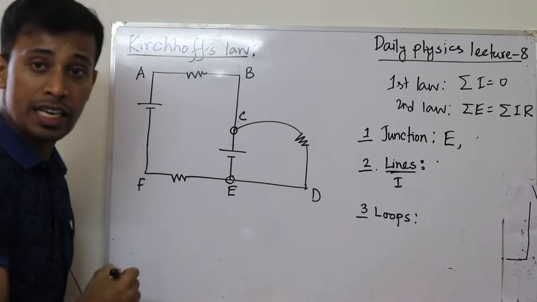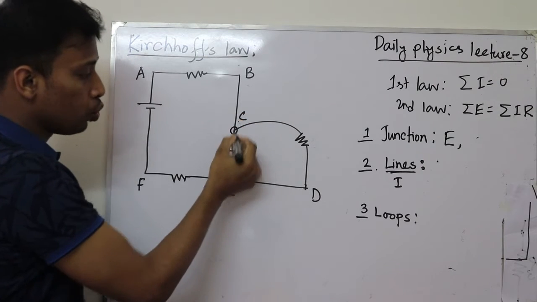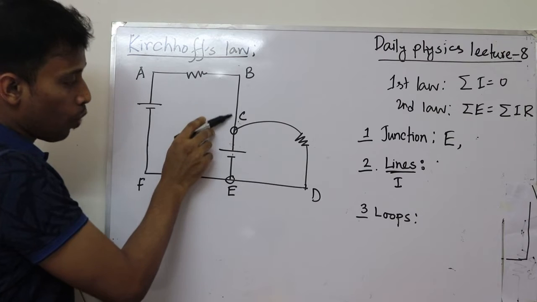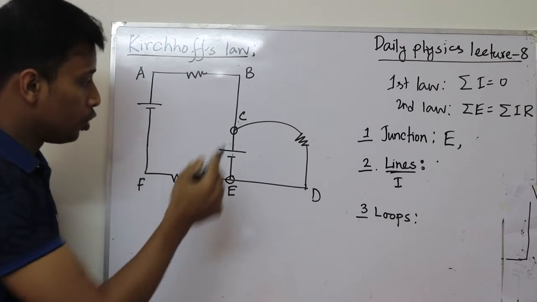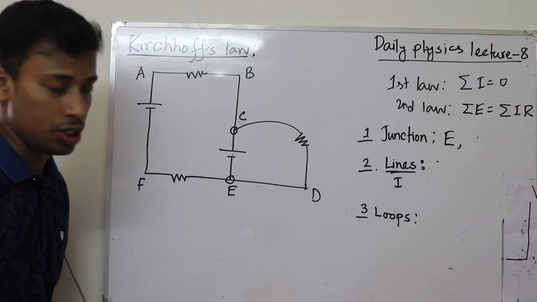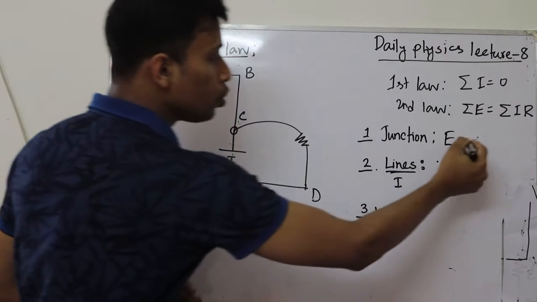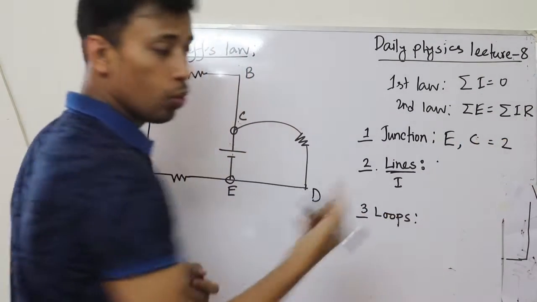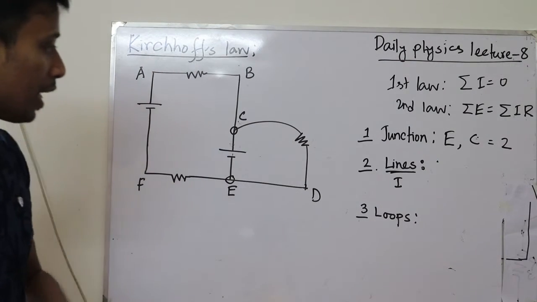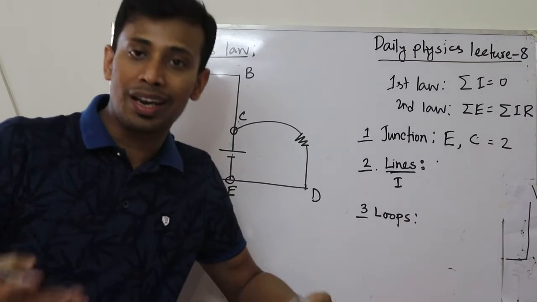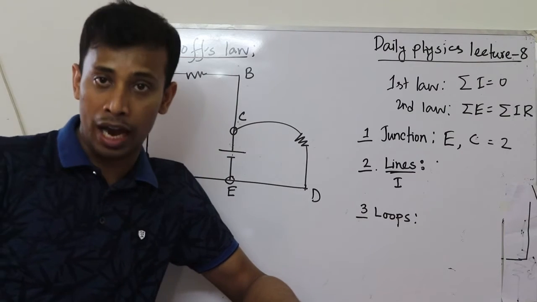Now C is also another junction. Why? Because 1 line, 2 lines, 3 lines intersect here. So this is another junction. So we have 2 junctions here, one is E and another one is C. So let's see how many lines are here. So what are the lines? Lines start from a junction and end at another junction.